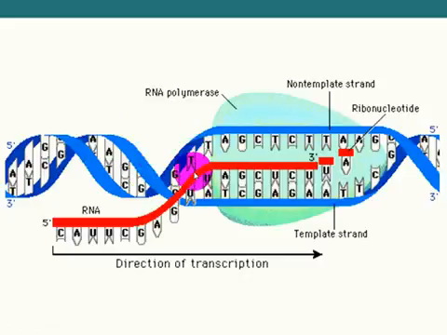So T goes with the A that's down here. So T and A. But remember, we don't have a T in RNA. So instead of putting a T here, A goes with U. T goes with A, C goes with G, G goes with C, A goes with U. And it will continue until it gets to a spot that it kind of knows, hey, we're not going to code here anymore.